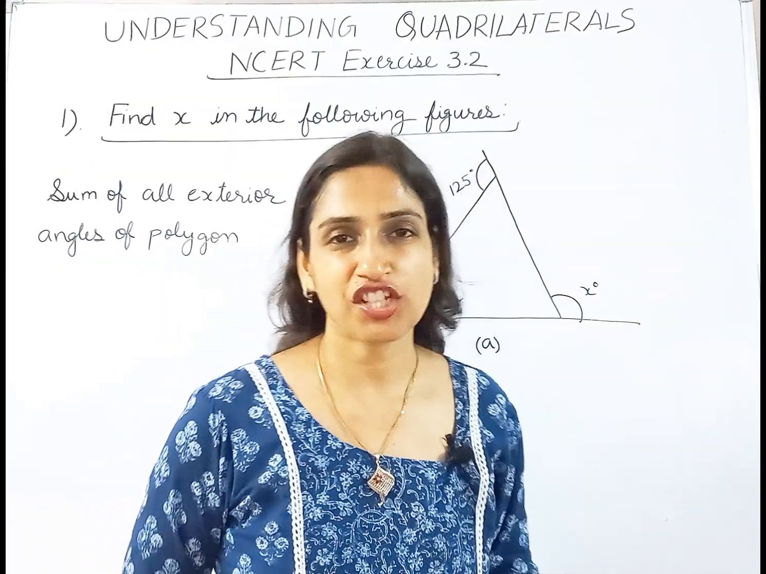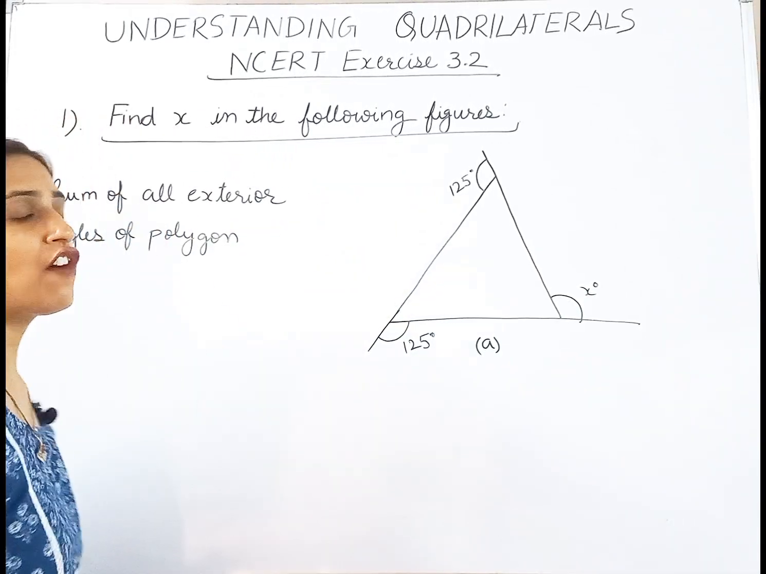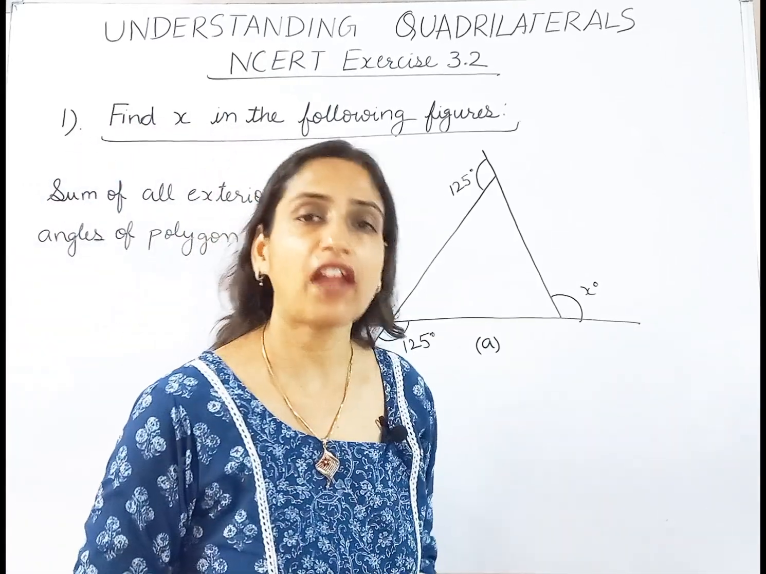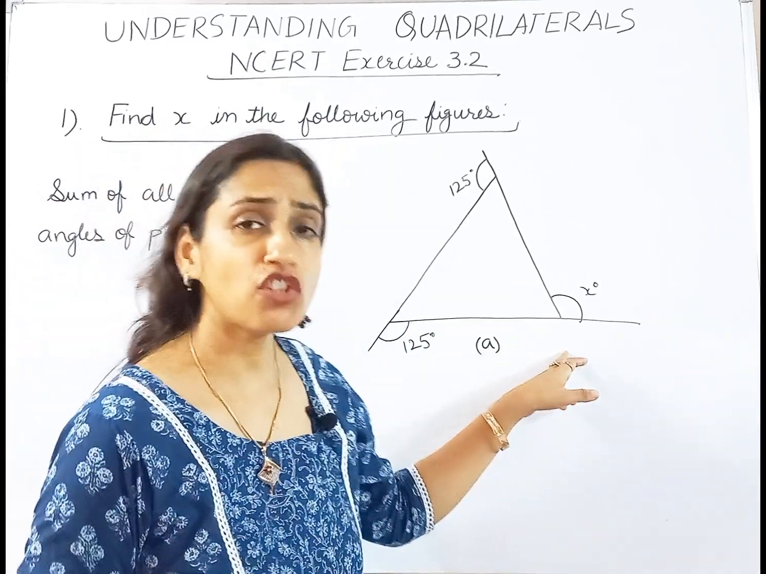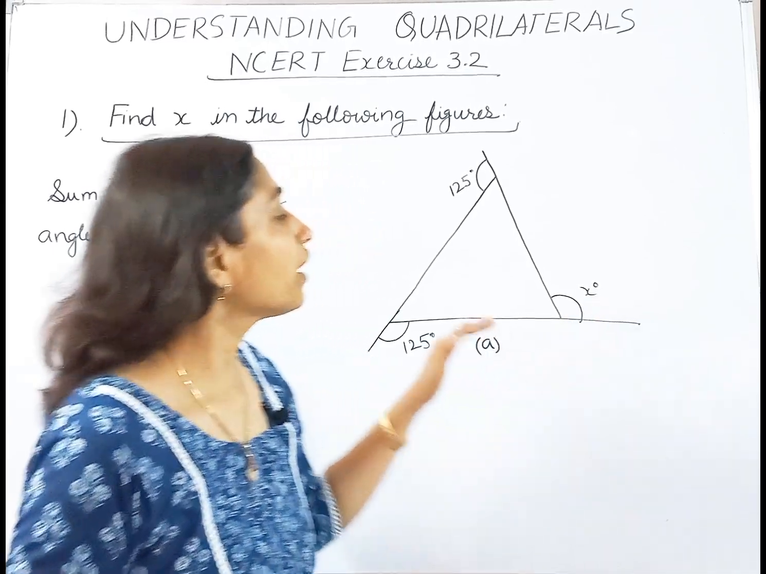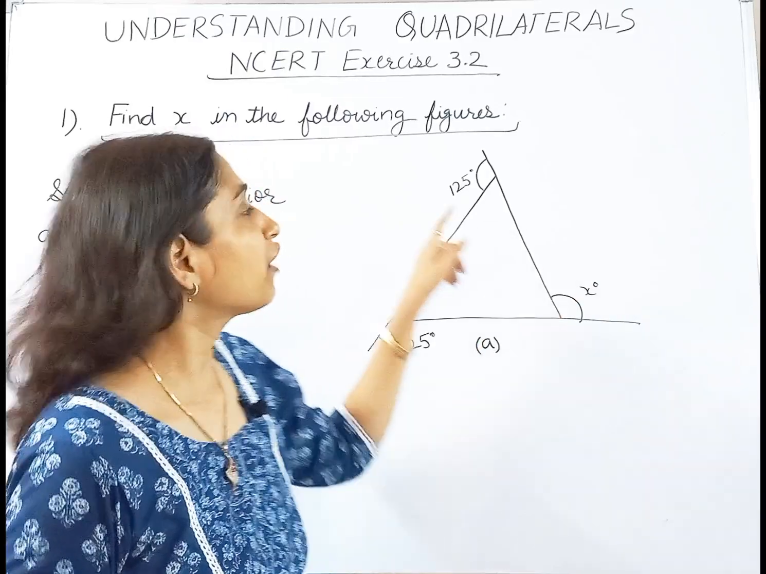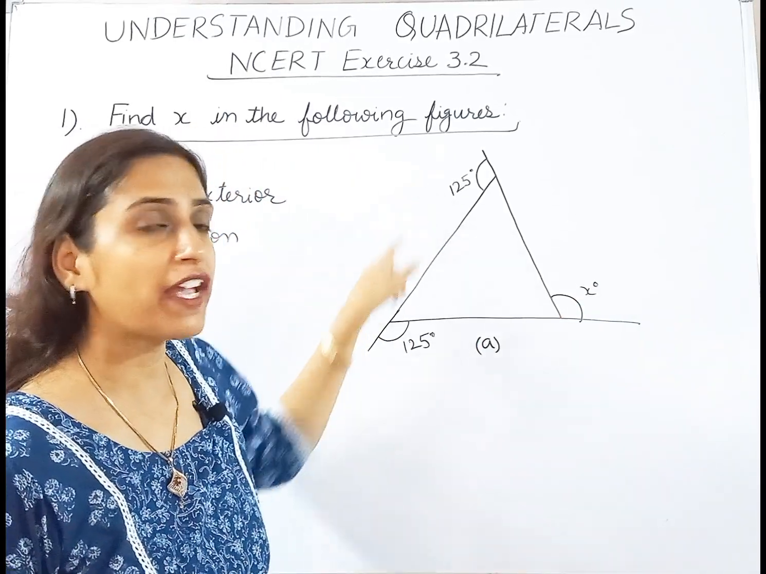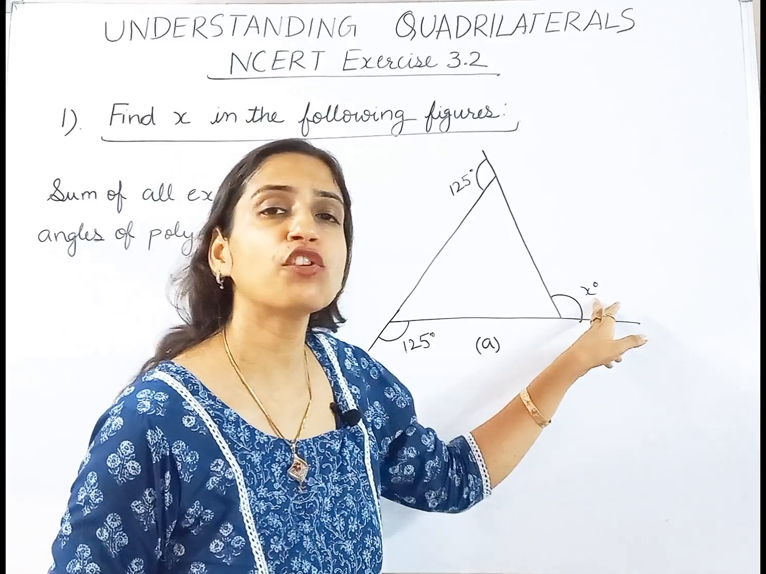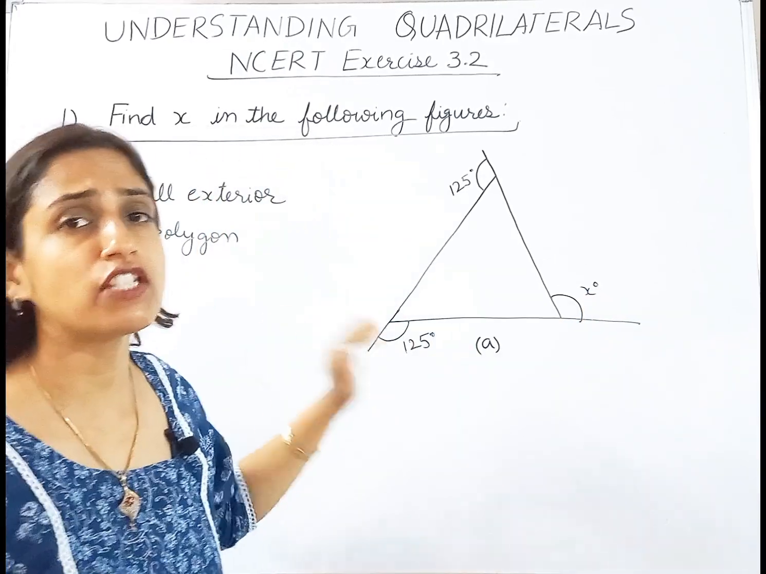The first question of the exercise is: find x in the following figures. Figure A is a triangle. So what is x over here? X is an external angle. In this figure, we are given the three external angles, and we have been given the value of two angles and we have to find the value of the third angle, which is denoted by x. So how are we going to solve this question?